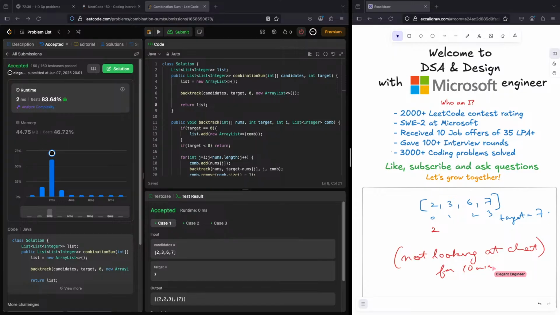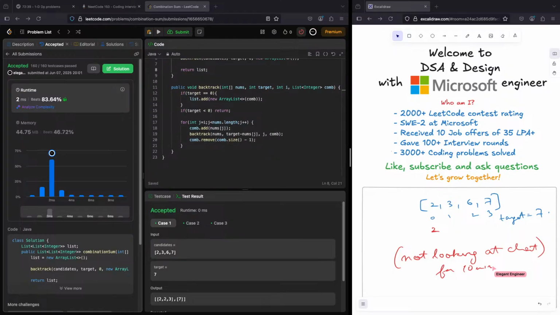The good thing with backtracking is that if it works for a couple of test cases, it generally works. Next problem.